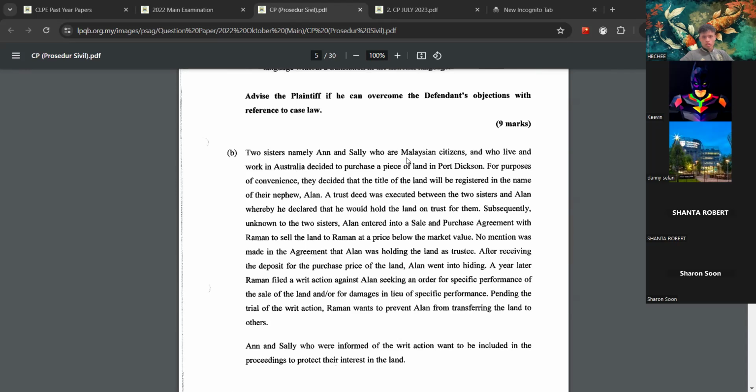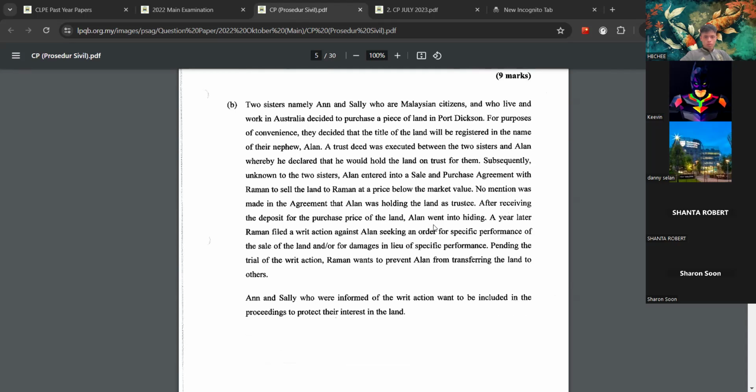Two sisters, Anne and Sally, live and work in Australia, decided to purchase land in Port Dickson. They decided the title of the land would be registered in the name of their nephew Alan. A trust deed was executed between the two sisters and Alan, declaring Alan will hold the land on trust. Unknown to the sisters, Alan entered into an S&P with Rahman to sell the land below market value. No mention was made in the agreement of holding as a trustee. After receiving the deposit, he went into hiding.